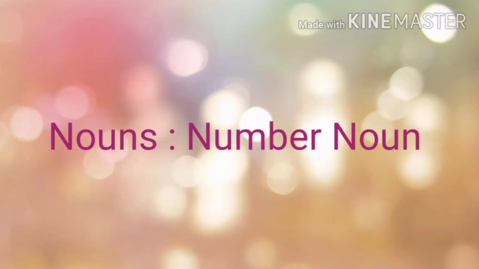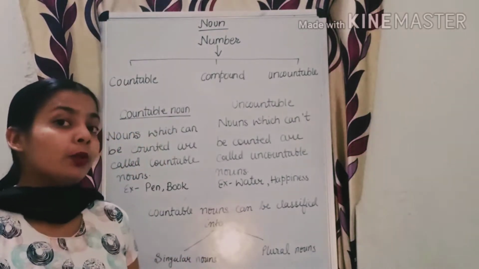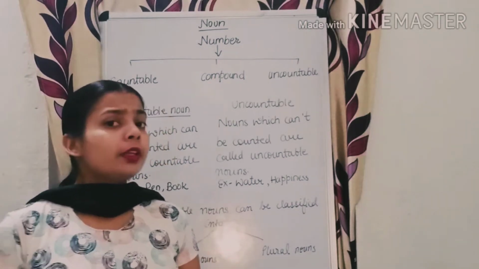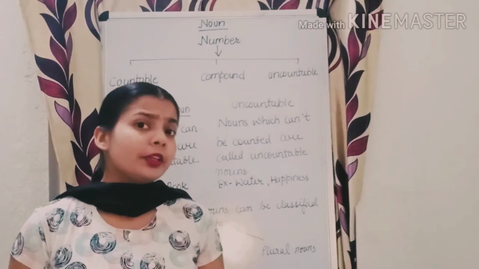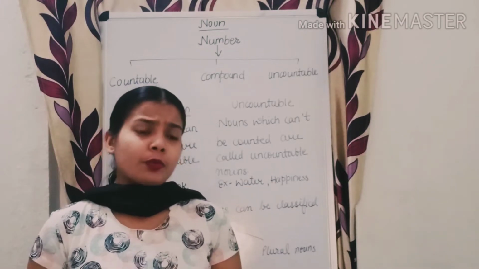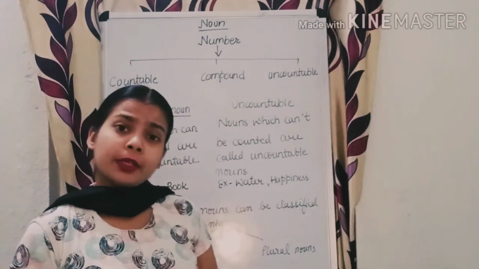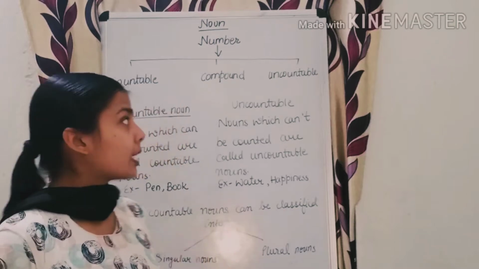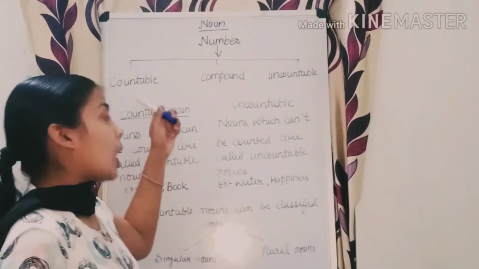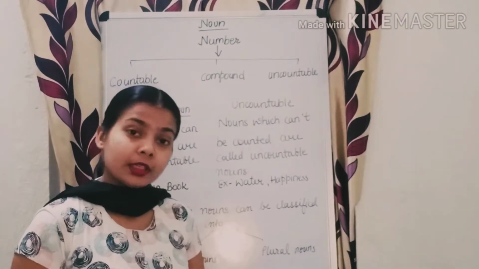Okay, so let's start. Students, today I am going to teach you about number. What comes to your mind when you read the word number? Exactly, anything which we can count. So a noun is classified on the basis of number, and it is classified into three categories. What are those? Countable noun, compound noun, and uncountable noun.